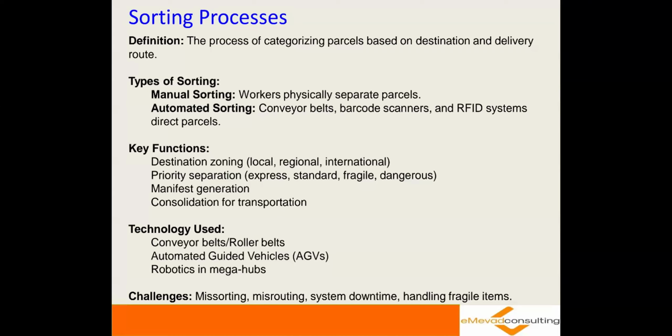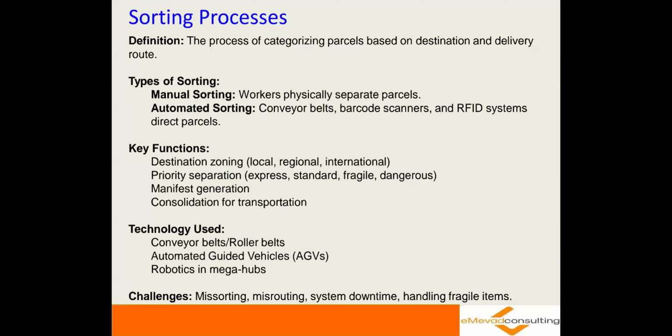Then finally, after sorting, there's what is called consolidation for transportation. After the manifest and after you have sorted, you start consolidating those packages. All the packages that are going to VI, maybe there are 50 of them, you load them to the truck that is taking them. That is consolidation. You consolidate all of them together, package them together, and load them into the truck.